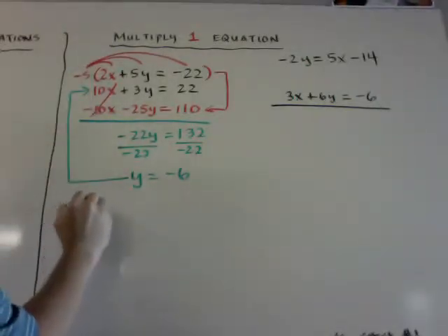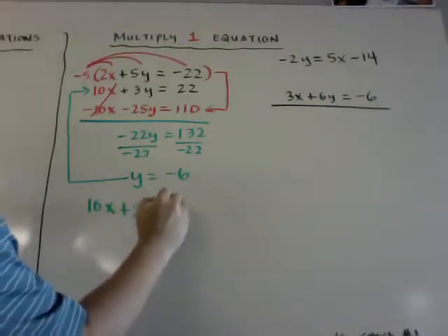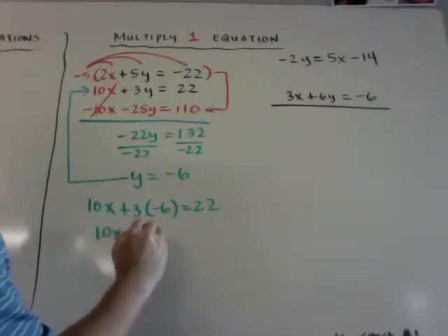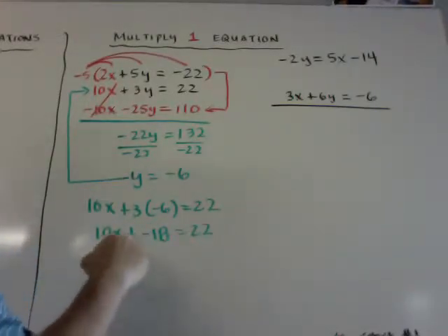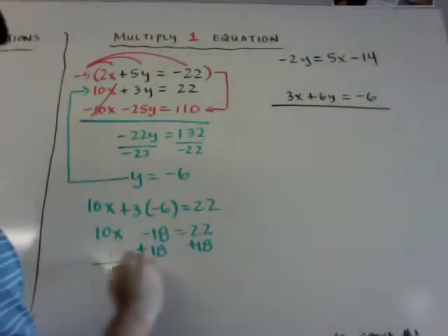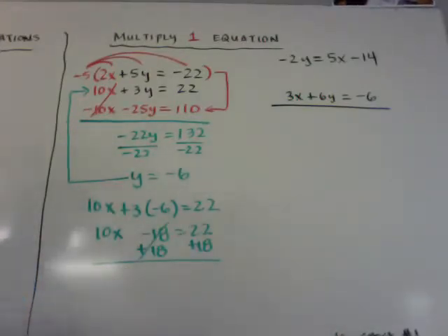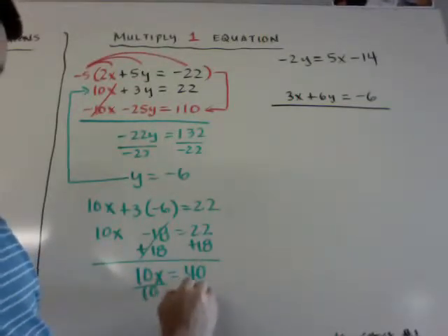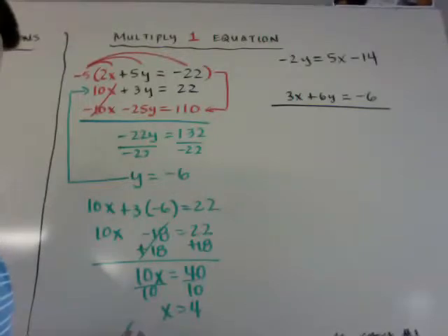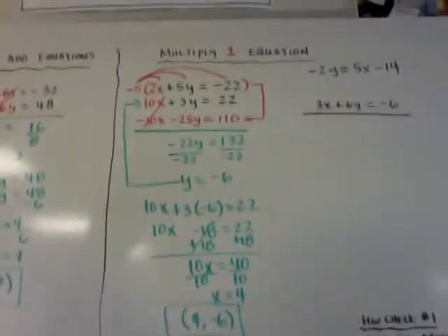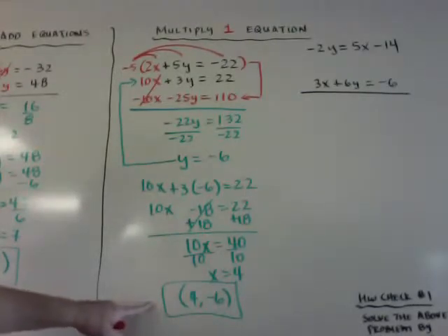And I get 10x plus 3 times negative 6 is equal to 22. This becomes 10x plus negative 18 is equal to 22, or just minus. When I plus 18 to both sides, this gets eliminated, and I get 10x is equal to 40. Divide both sides by 10, and x equals 4. So my answer is going to be 4, comma, negative 6. Again, make sure you find the coordinates for your answer. Okay.